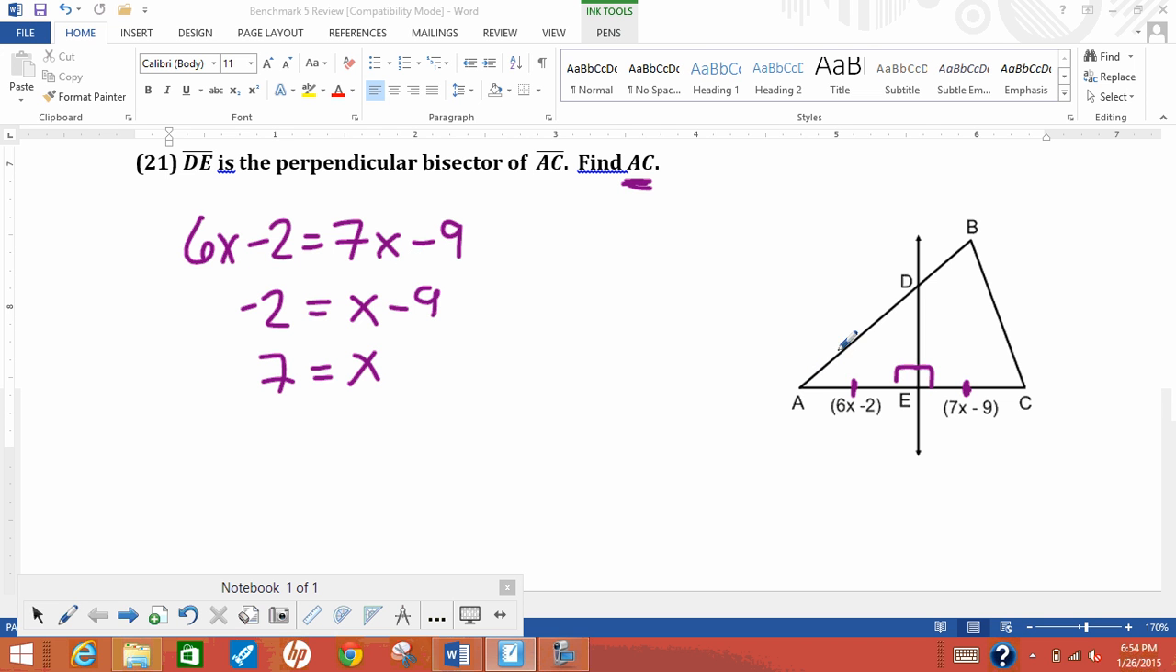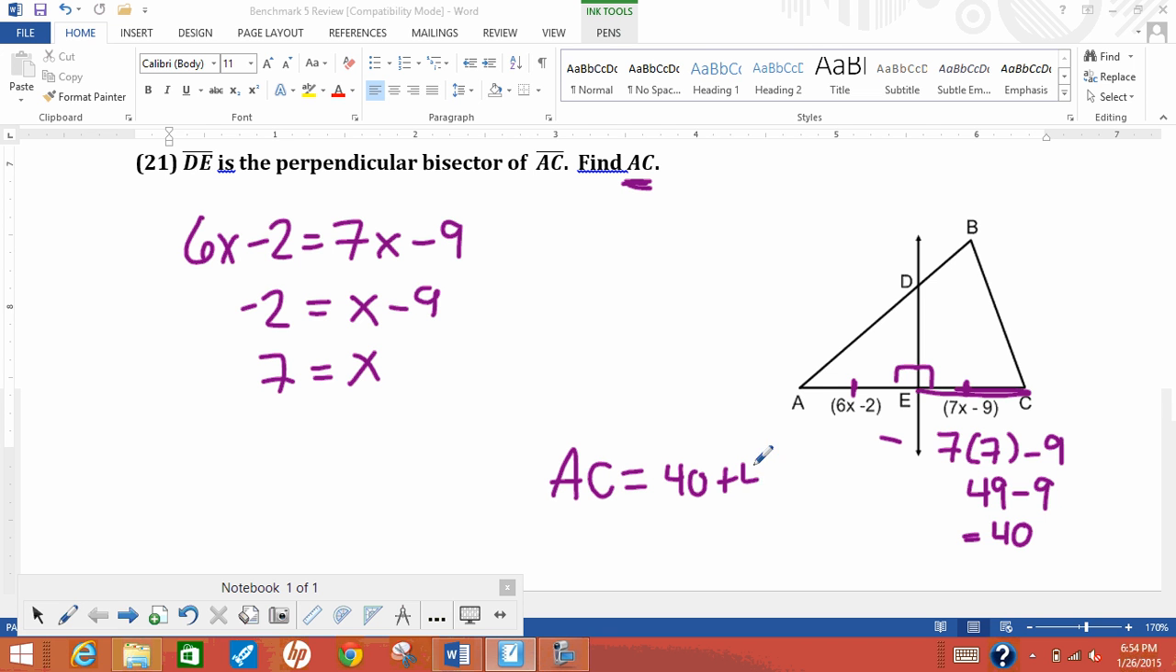And if I want to find the length of AC, I can just plug 7 into one of these. If I plug 7 into one of these, I'll figure out what both of them should equal, since they should both be the same. So I'll plug it in right here. So that means this piece is 40 long. So that means the other piece is 40 long. So AC is 40 plus 40, which is 80.